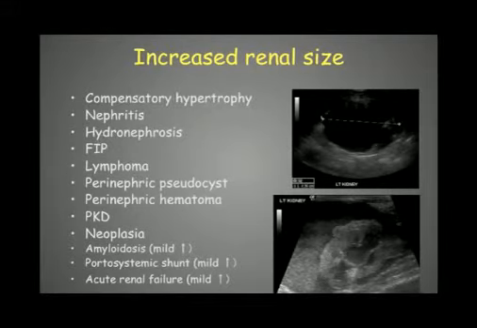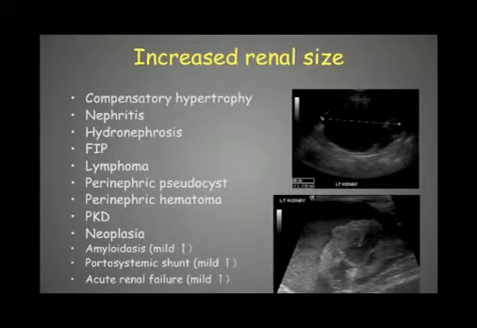Then we can have the opposite, so increased size of the kidney, and that's much more common. Often we'll see that with compensatory hypertrophy, so it means that one kidney won't function anymore at all, and then the other kidney will increase in size and try to compensate for the other kidney that is not functioning at all. So then we'll have one large kidney and one small kidney. So that's appearing sometimes in case of chronic renal diseases.